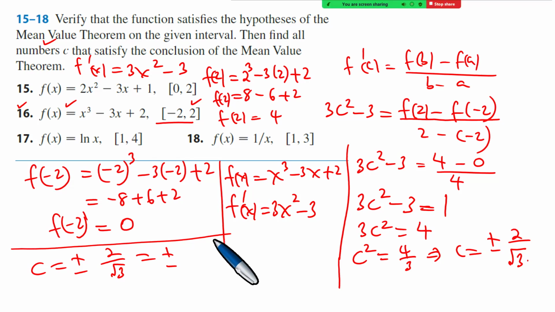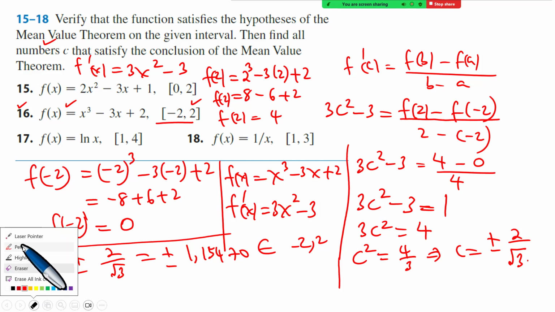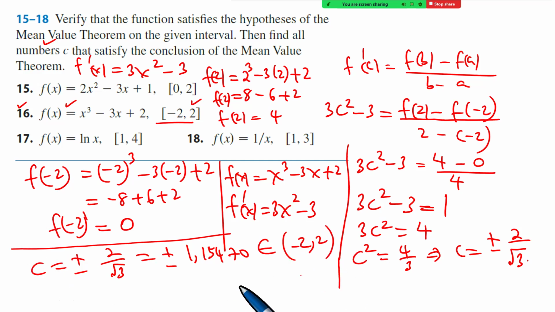If you divide 2 by the square root of 3, whatever you're getting is actually plus or minus 1.15470. Is it here? Yes, it is here, because if you check very carefully between minus 2 and 2, this number is there. And we agree that both of these numbers are members of this interval. But as stated in the conclusion of the theorem, they are both members of the open interval. We just need the open interval. That is all. So this is very important.